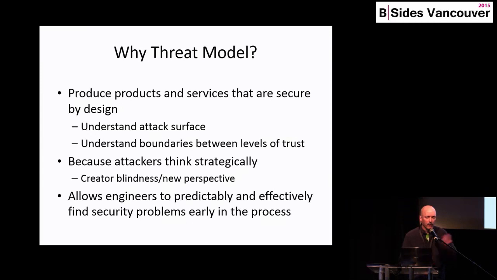The other thing, and I will reference Robert's talk yesterday, attackers think strategically. They only have to find one flaw. You have to find all of them. And all of us, when we work on a product or a service, we have creator blindness. Our baby is the most beautiful thing ever. Attackers don't care how pretty your baby is, they want to find the ugly bits. So you've got to overcome creator blindness and get some new perspective, and threat modeling can help you do that. And finally, it allows engineers to effectively find security problems early in the process.